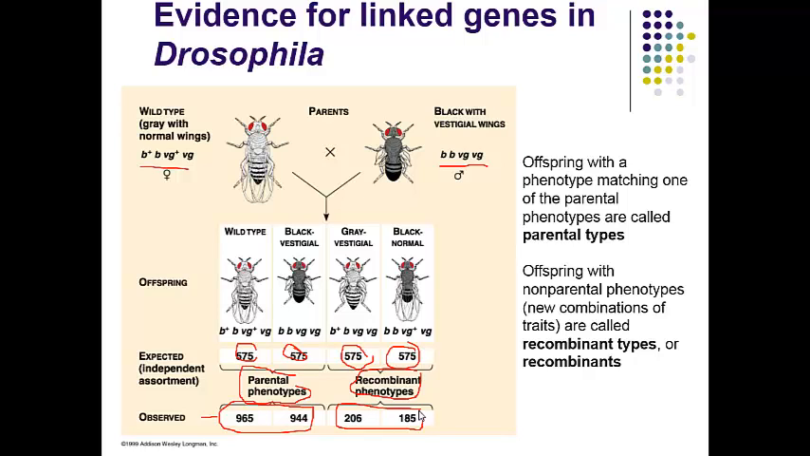Now, how do you know that the observed does not actually match what you expected? Sometimes it could be close. You'd have to perform chi-square analysis. If you were to figure out the percent recombination, or the percent of offspring due to crossing over, you would take the number of recombinants and divide it by the total number of flies. For this experiment, we would get a 17% recombination, or 17% of the fruit flies had phenotypes caused by crossing over.